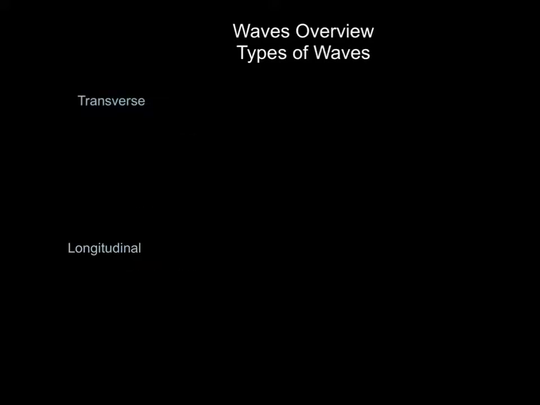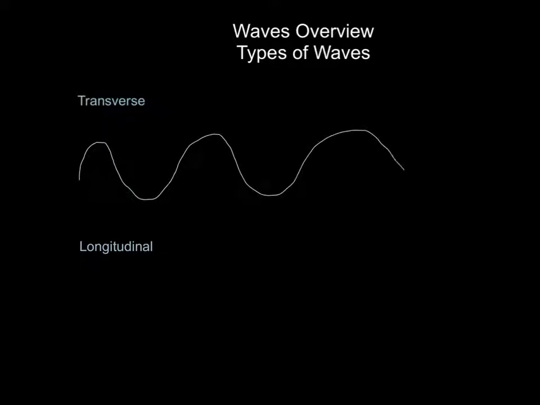So first we're going to talk about the 2 main overview types of waves that we talked about. The first one is going to be the transverse wave. This is the one that's going to be represented like a sine wave that you've become fairly familiar with. We talked about this when we did simple harmonic motion and that sort of thing.